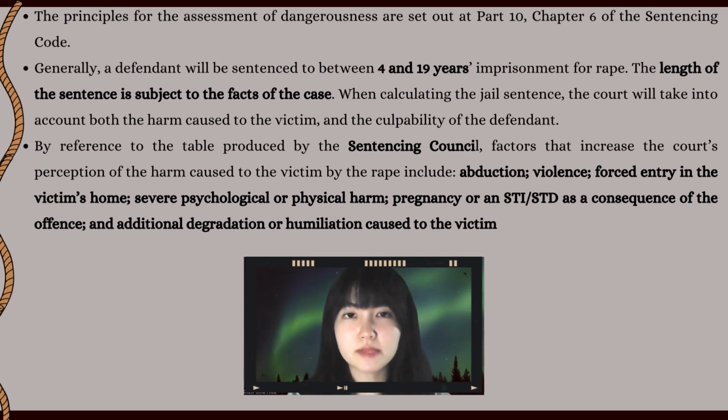Generally, a defendant will be sentenced to between 4 and 19 years imprisonment for rape. The length of the sentence is subject to the facts of the case. When calculating the jail sentence, the court will take into account both the harm caused to the victim and the culpability of the defendant. By reference to the table produced by the Sentencing Council, factors that increase the court's perception of the harm caused to the victim by the rape include abduction, violence, forced entry into the victim's home, severe psychological or physical harm, pregnancy, or an STI or STD as a consequence of the offence, and additional degradation or humiliation caused to the victim.